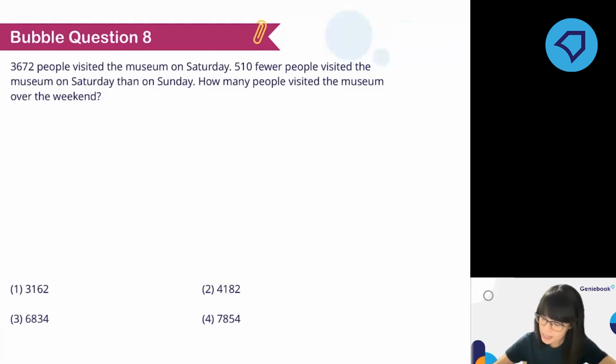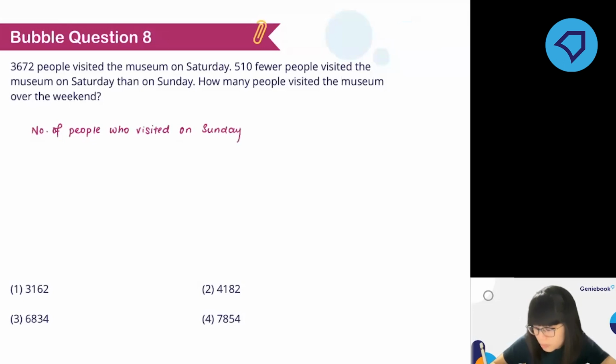Okay, so the first thing that you need to do is to find the number of people who visited on Sunday. Okay, then you need to find, time is up already, the total number of people who visited over the 2 days.